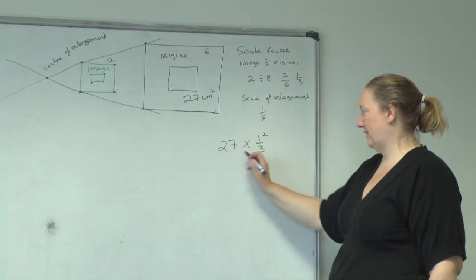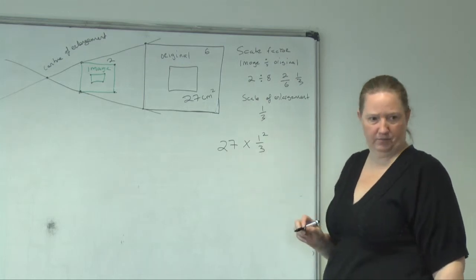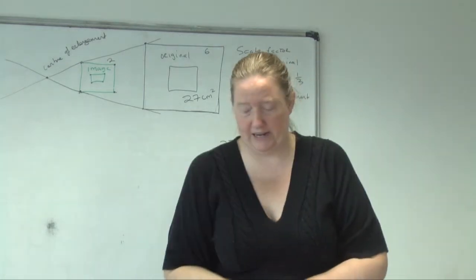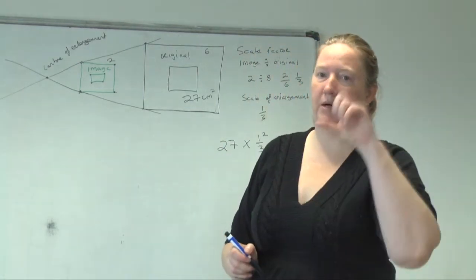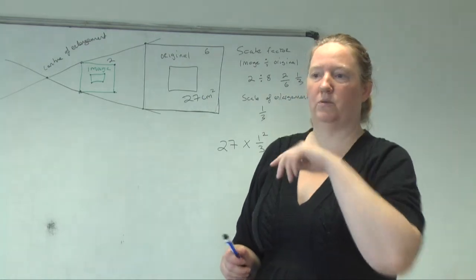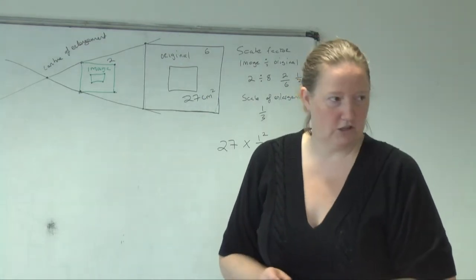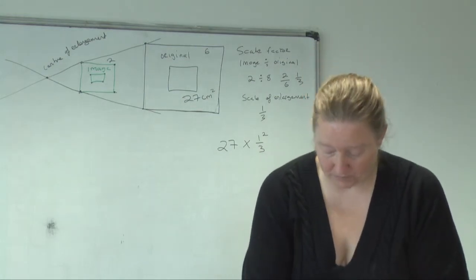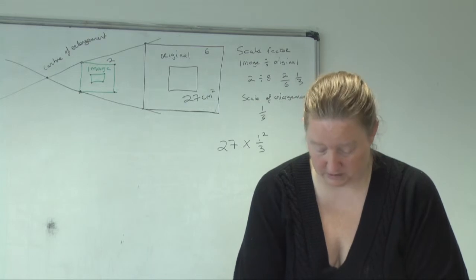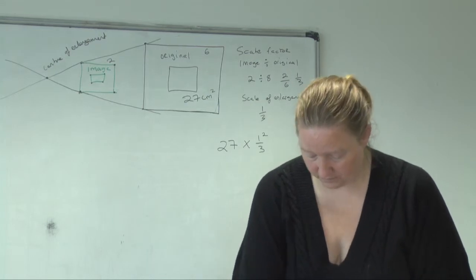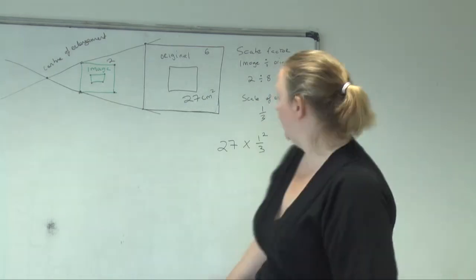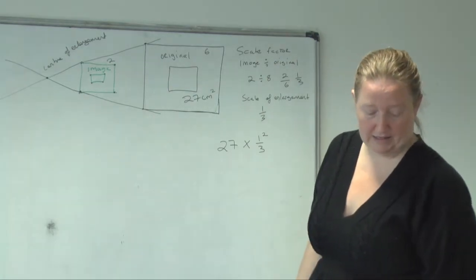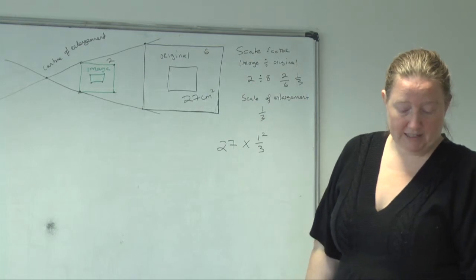So it's 27 multiplied by a third squared. Just put it into your calculator, lads. Put in 27 multiplied by, bring up your fraction, 1/3 squared, and you should get it. You might have to put the fraction in a bracket. But that's how you do it. You multiply by the scale factor squared to get the area of the image. All right, let's have a look at B.